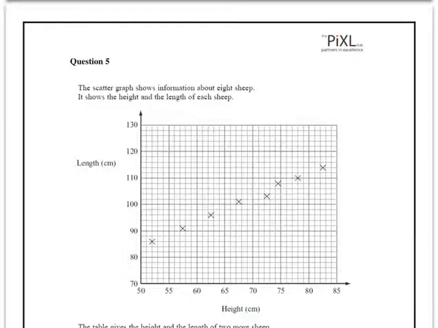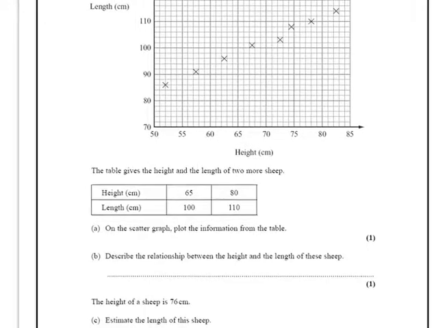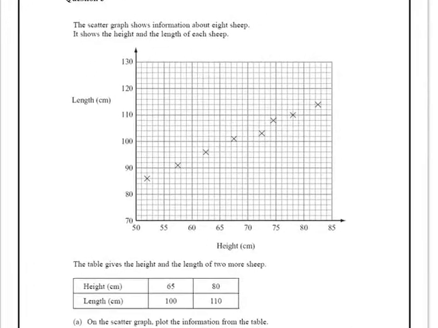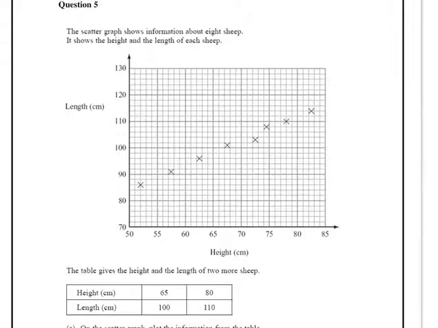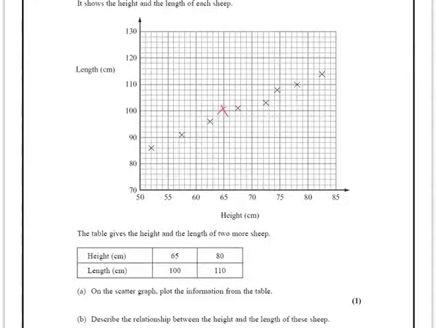Right, now moving on to a scatter diagram question. The scatter diagram question is talking about the height and length of sheep. And the first thing we've been asked to do is plot 2 points on the scatter diagram. The first sheep is 65 centimeters high and 100 centimeters long. So 65 centimeters and 100 centimeters is going to be about there. Now that's slightly off because of the pen used to plot this, but that's basically about where it's supposed to be. You will be allowed some margin of error, but not a lot.